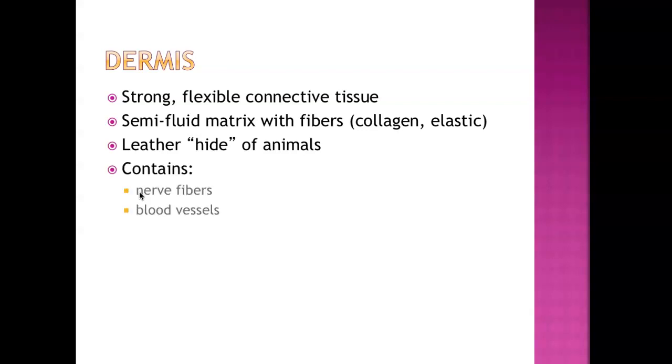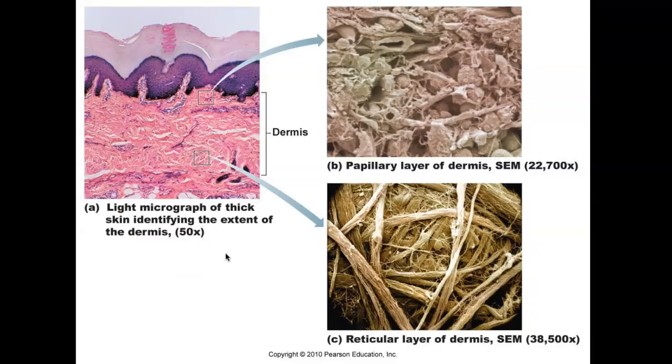Now we're not dealing with dead cells like we are with the epidermis. We are going to start dealing with nerve fibers, blood vessels, lymph vessels. So lymph is another word for the liquid that contains white blood cells. So you've got some immune system function here. It's going to contain hair follicles, oil glands, and sweat glands. All right, and so we have a couple of layers of the dermis.